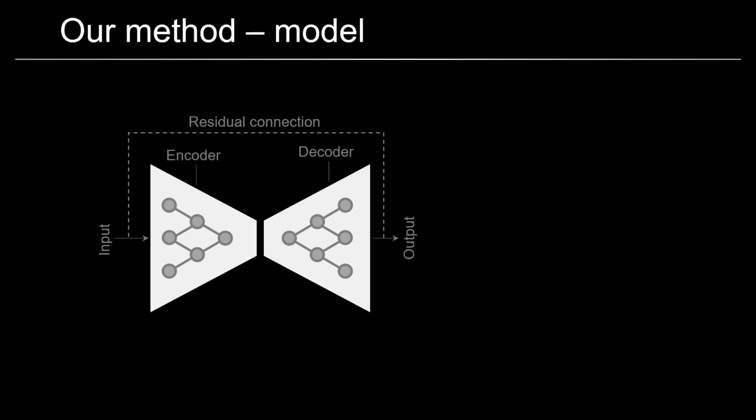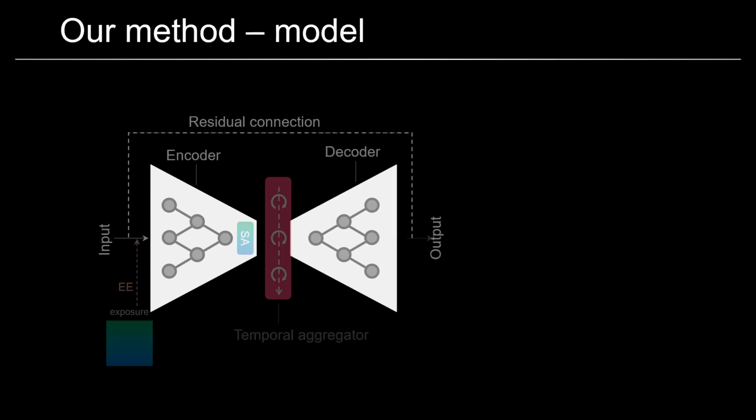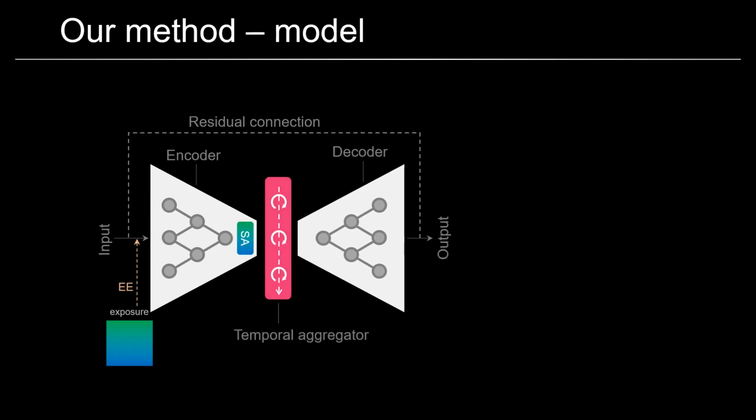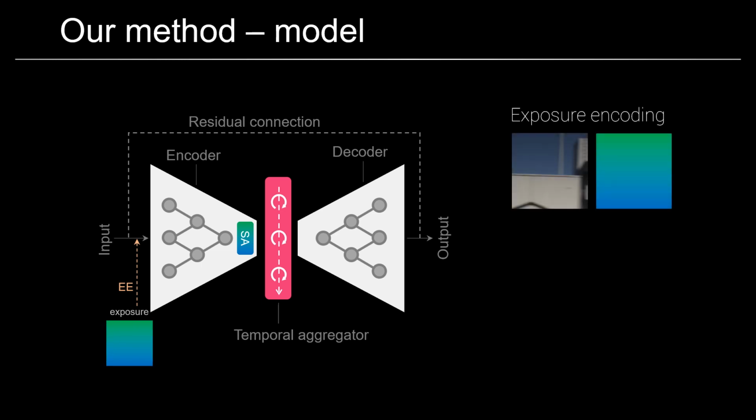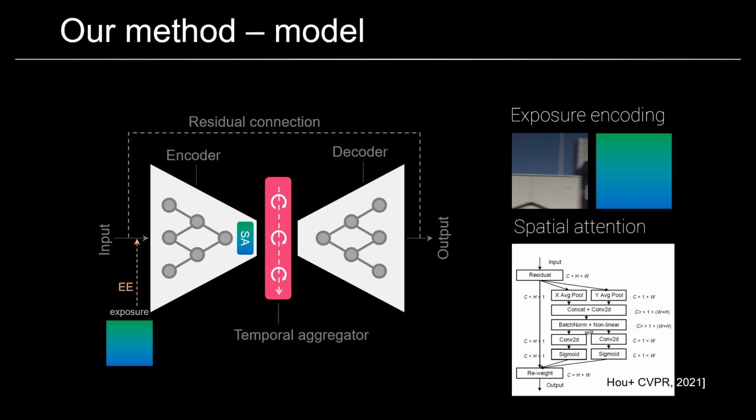We build our model with the encoder-decoder structure used by most video deblur methods. Our method contains three main components. Firstly, a spatial-aware feature encoder with two special designs: exposure encoding, EE, and spatial attention, SAA. These two components enable the encoder to be adaptive to the exposure duration. Thus, our model can accept inputs with different resolutions and exposure directions.